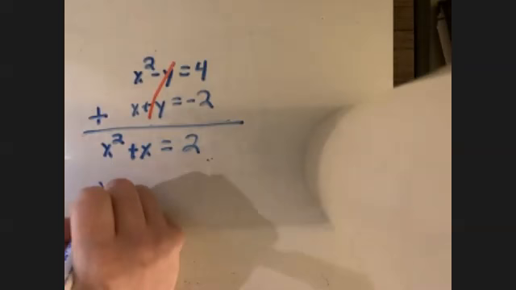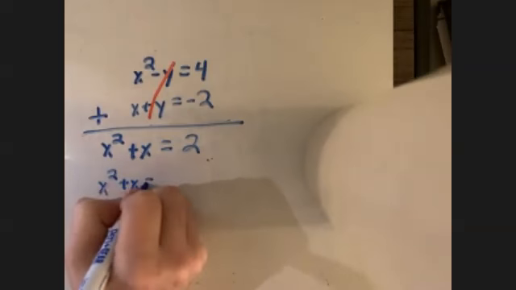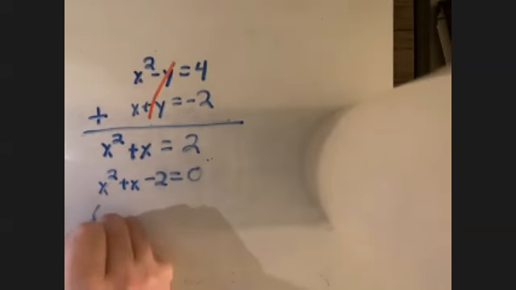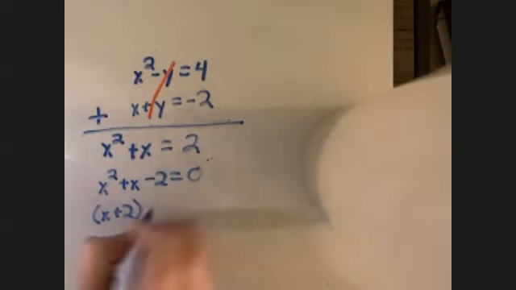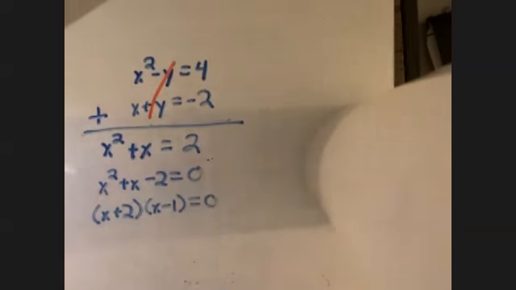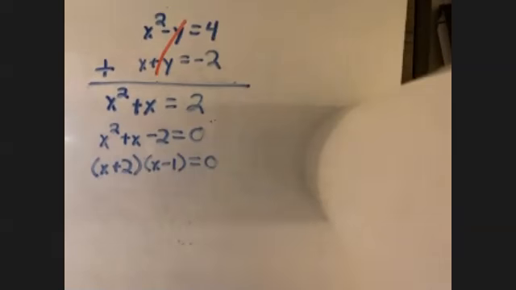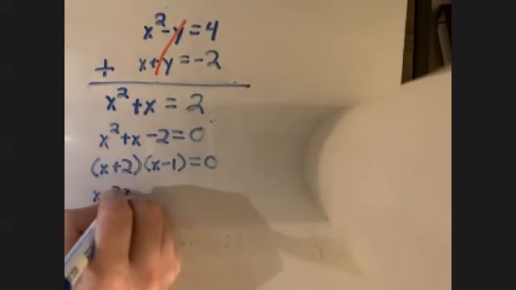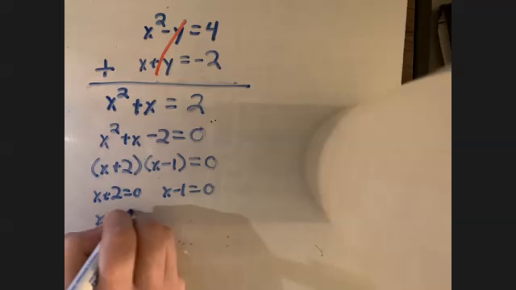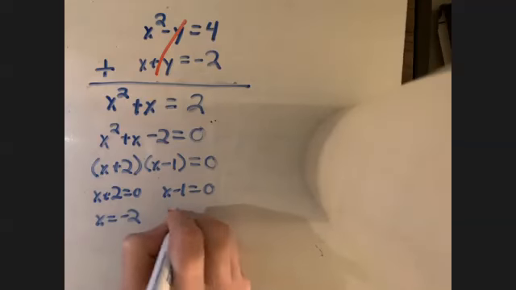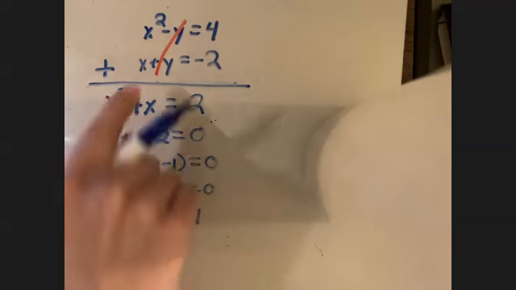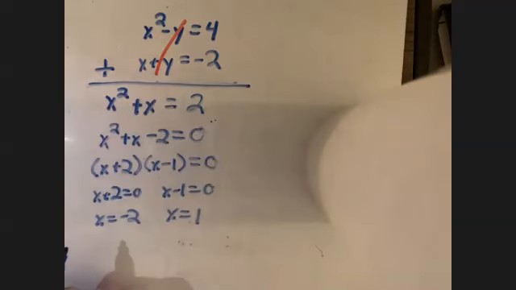Now, I can bring this back across, and I can solve. So I've got x plus 2, x minus 1. So then x plus 2 equals 0, x minus 1 equals 0, x is negative 2, and x is 1. Now, with this, we do have two separate x's, so that means we're going to have two separate y's that are also going to go with this.